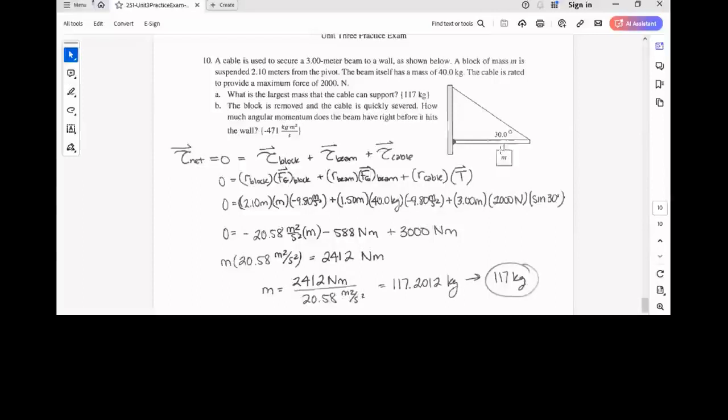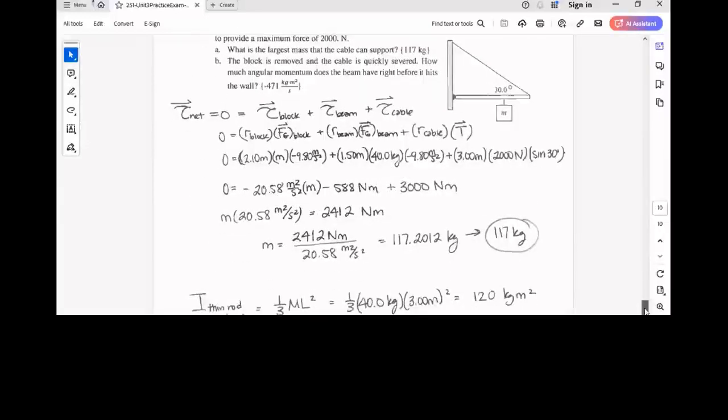So that means that 118 kilograms would cause the cable to need to provide more than 2,000 newtons. And that means that, for example, 116 kilograms would require that the cable provide a force that is smaller still than 2,000 newtons.